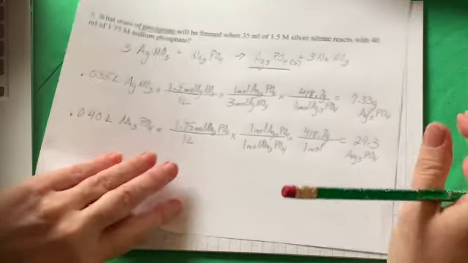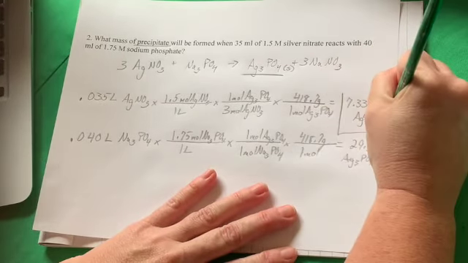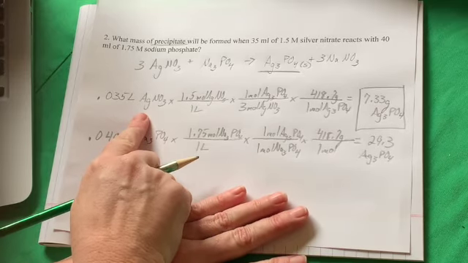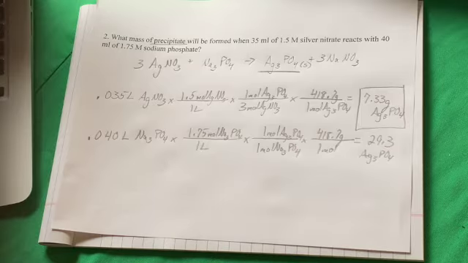All right. As we know, for limiting reactant problems, we always choose the smaller amount of product because that means your silver nitrate is going to run out. All right. And there you go. You have answered this question.